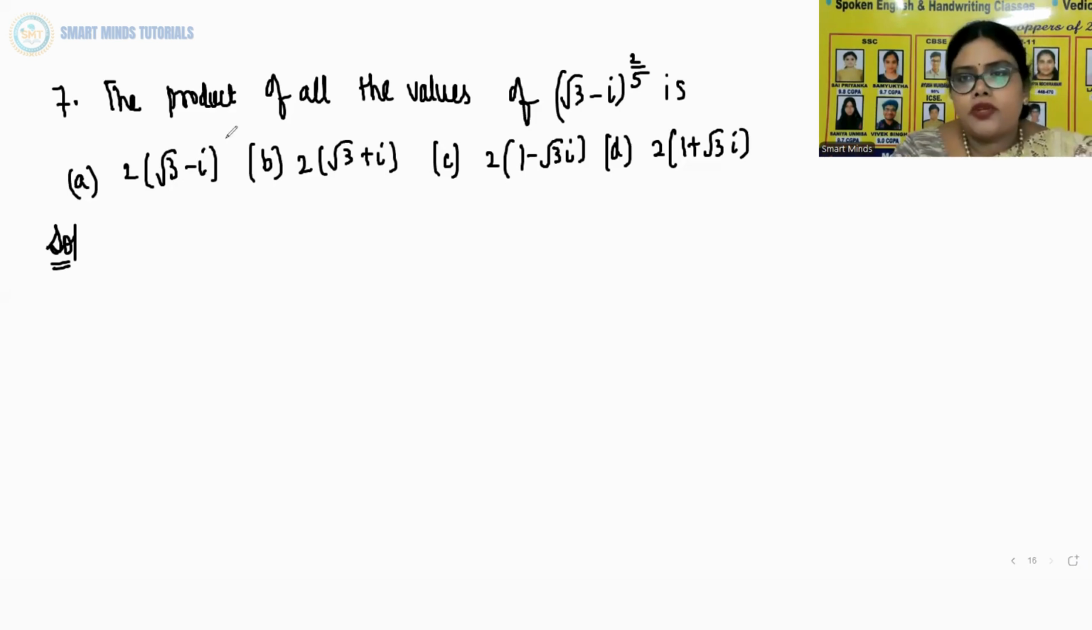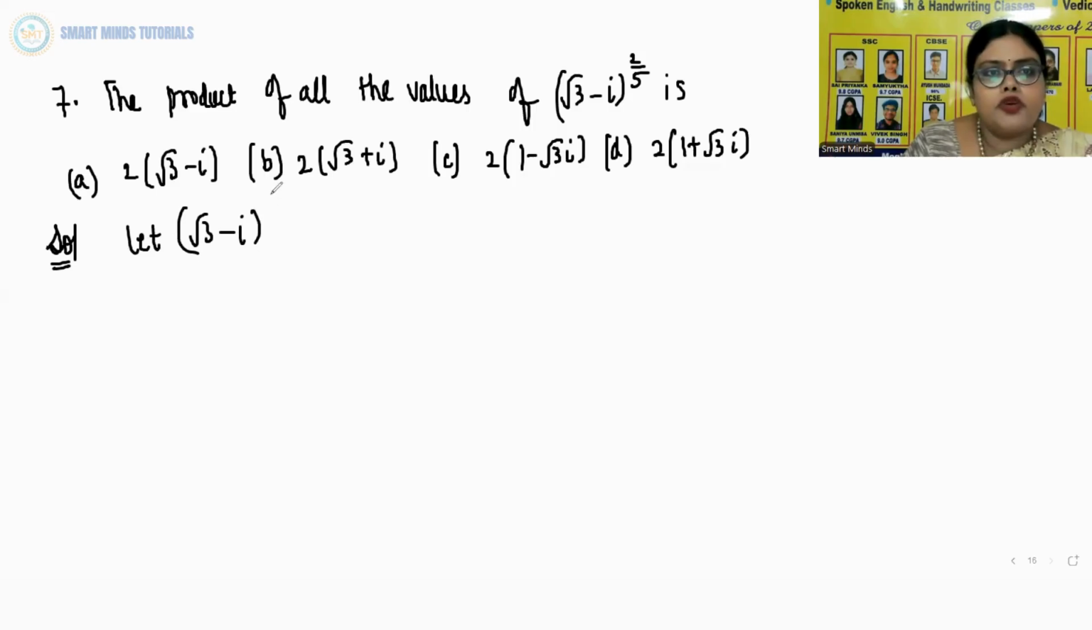Now take the next question. The product of all the values of (root 3 minus i) whole power 2 by 5 is. So let us say (root 3 minus i) whole power 2 by 5 equals some x. So if I shift the 5 to the other side, it will become into 5.